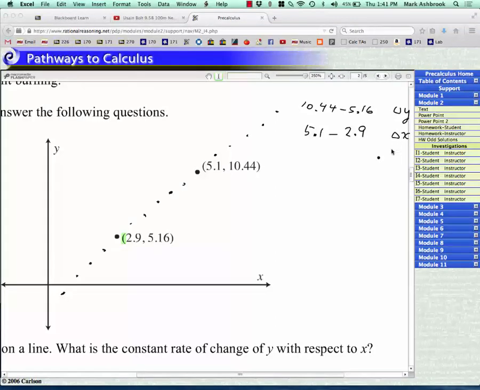Change in x. And why did you get those two? What are you going to do with all that? Now you're going to divide it. That's k, right? It's the value of k. That is the constant rate of change: change in y divided by change in x. And what did you get, Aaron? Okay, so now we want to use the 5.1, 10.44 as our initial or reference point.